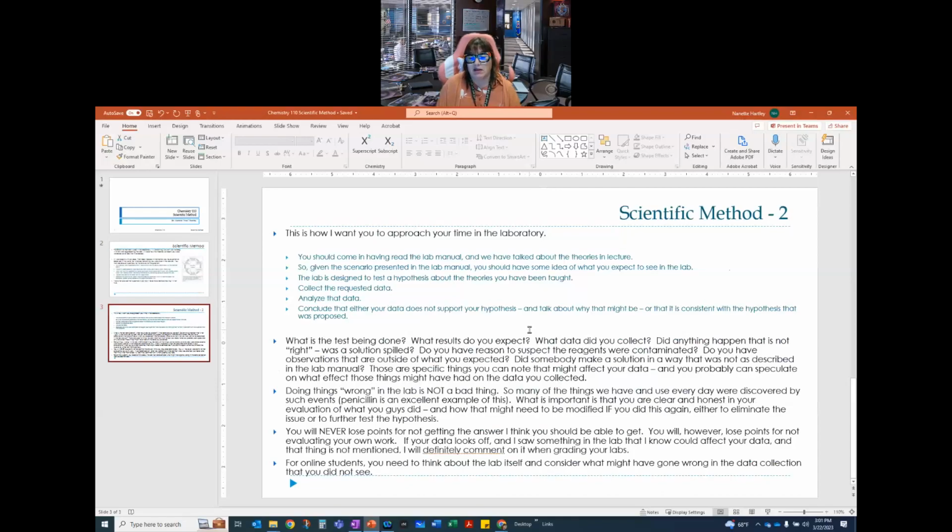So doing things wrong in the lab is not a bad thing. So many of the things that we have and use every day were discovered by such events. Penicillin is an excellent example of something that was discovered by accident. Champagne is something that was discovered by accident. These accidents can be really helpful to us. But of course, if somebody hadn't noticed that something was amiss and then said, oh, okay, here's this thing. What is this? What properties does it have? What does it do? How do I get to it again? Then we wouldn't have these things that we can now use.